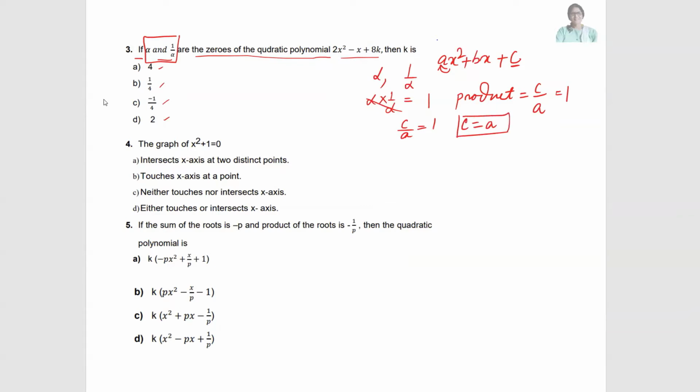You can keep this in mind. So what is a in this polynomial? a is 2. What is c? c is 8k. So they should be equal. So 8k must be equal to 2. So k is equal to 2 by 8. That will be 1 by 4.